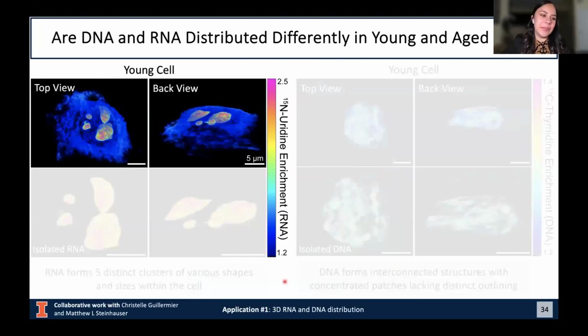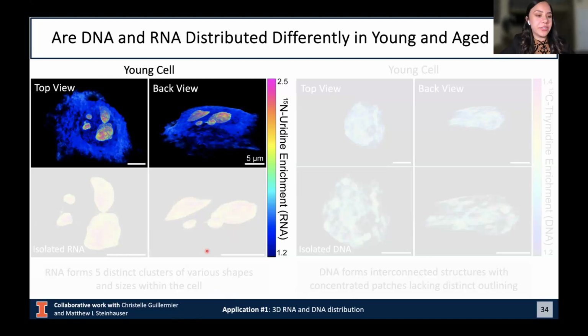So as I said, these data sets were provided by Christelle. Her aim was to map the 3D distribution of RNA and DNA trafficking. And she also wanted to investigate if there were any potential differences in the distribution of RNA and DNA, both within and between young cells and aged cells.